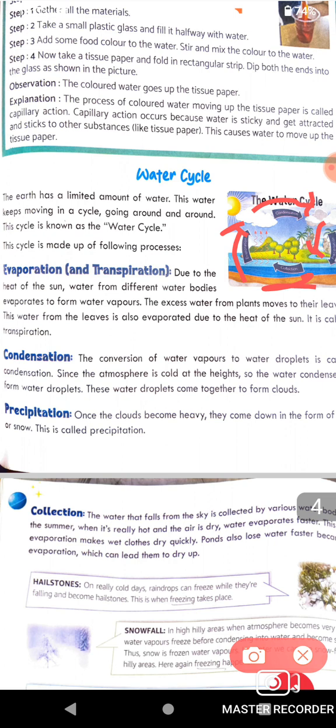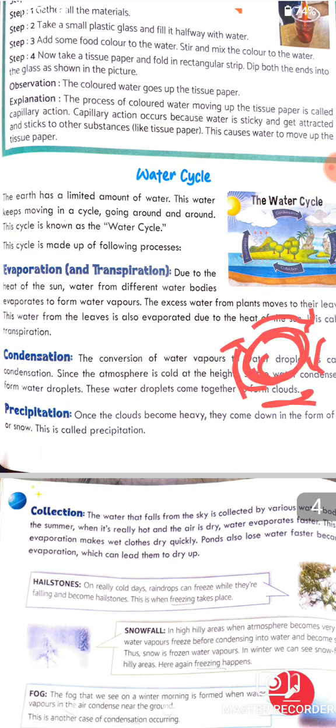So after this, water again comes on the earth in various water bodies. Again this water changes into water vapor, then again condensation, then again precipitation. So these four processes go on round and round, because of this it is called the water cycle. I hope you all understand it very well.